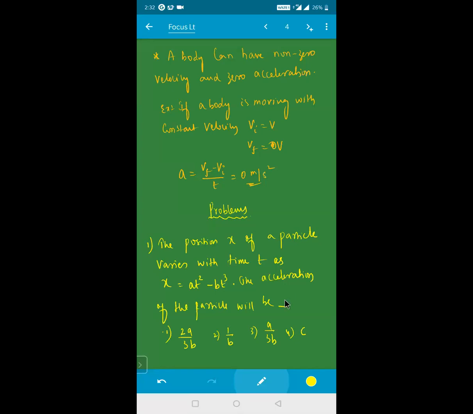The acceleration of the particle will be 0 at dash. Quickly tell me.